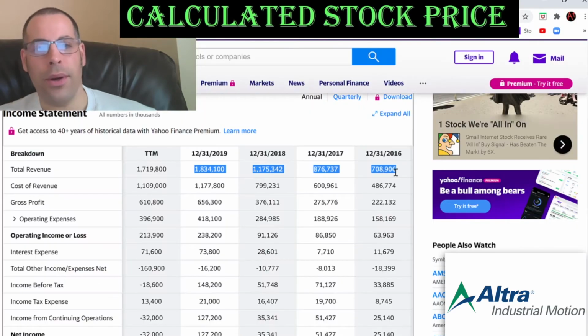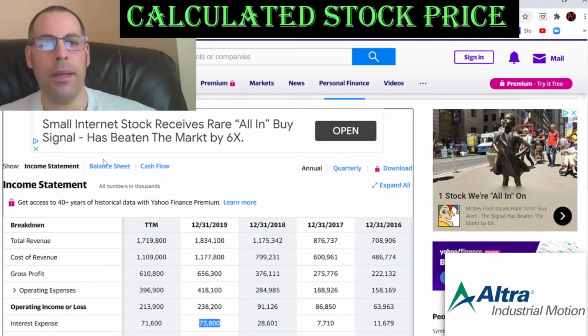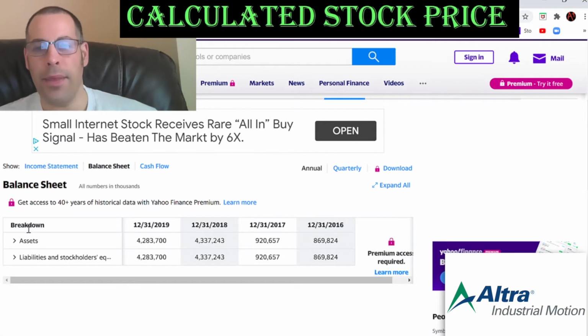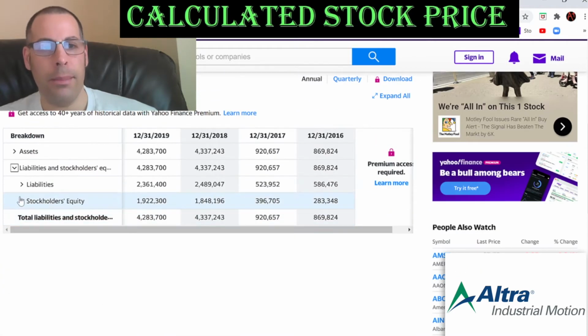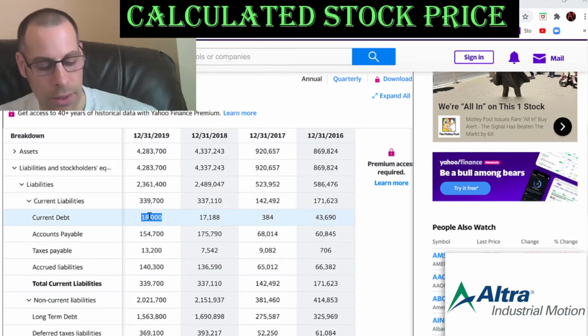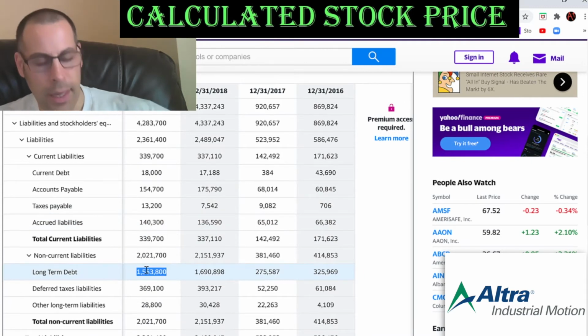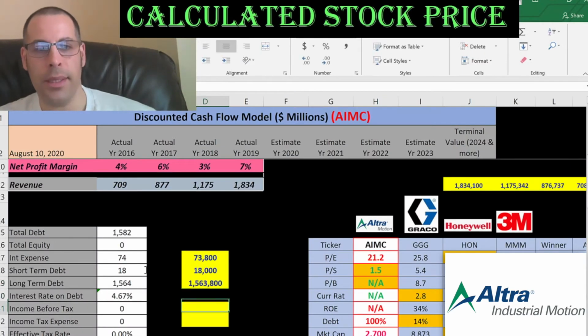Let's look at the capital structure. The interest they pay on their debt is $74 million. That's on the income statement. We'll go to the balance sheet to see how much debt they have. Go to the liability section. Current debt of $18 million, that's debt due within 12 months. Long-term debt of $1.6 billion, that's debt due after 12 months.